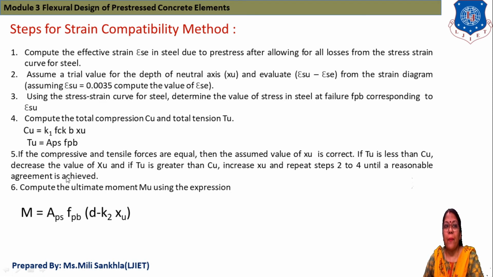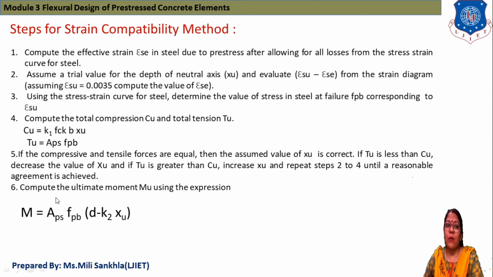Now the fifth step: if the compressive and tensile forces are equal, then assume the value of XU is correct. If Tu is less than Cu, if our tensile value is less than the compressive value, then decrease the value of XU. And if Tu is greater than Cu, in that condition increase the value of XU. Repeat steps 2 to 4 until a reasonable agreement is achieved.